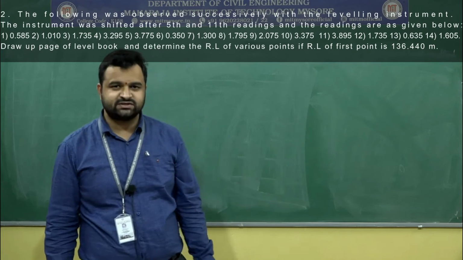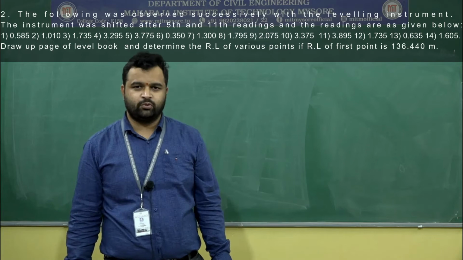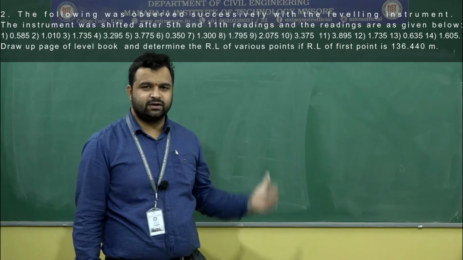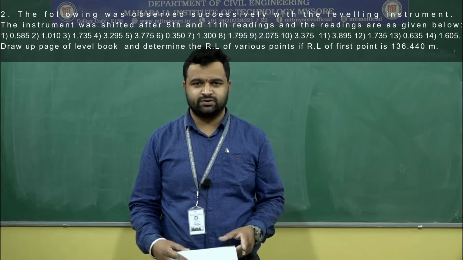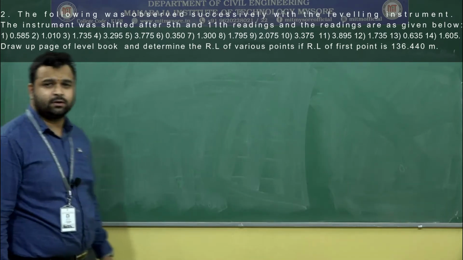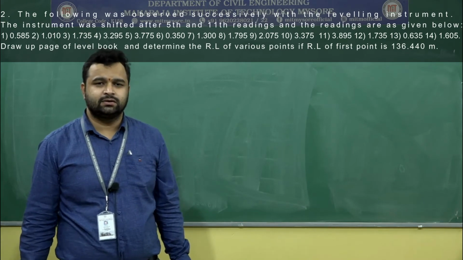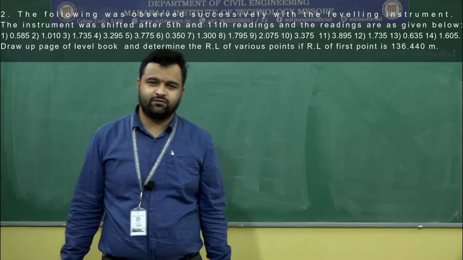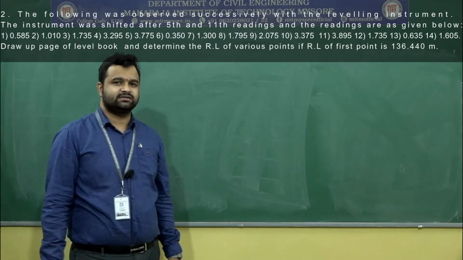So using all these data we can easily calculate the RLs of all the points, and also we can write the tabular column. So let me write the readings which is given in the question, and he has not specified in which method we have to calculate the elevations, that is by HI method or rise and fall. We can adopt any method and calculate the RLs.